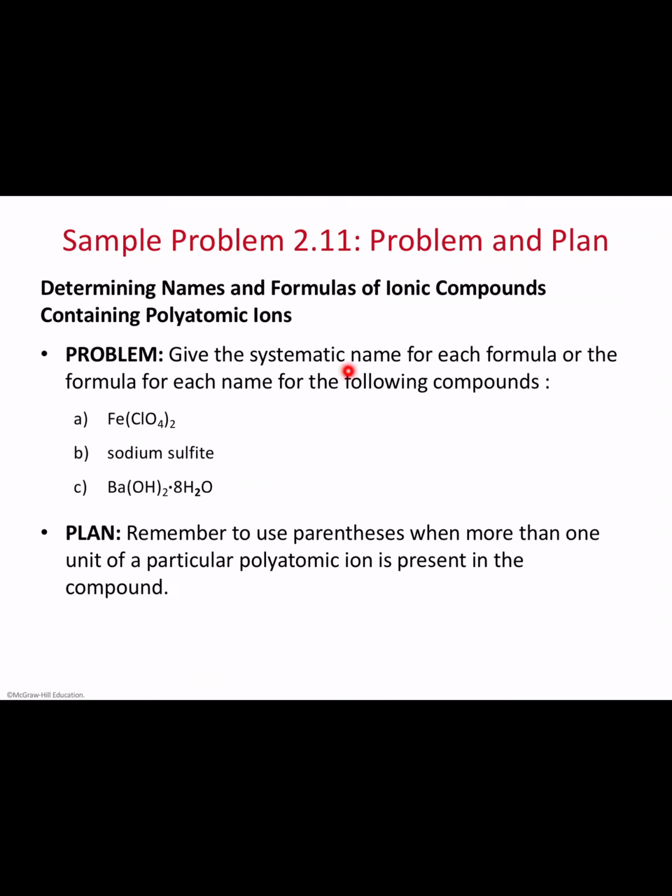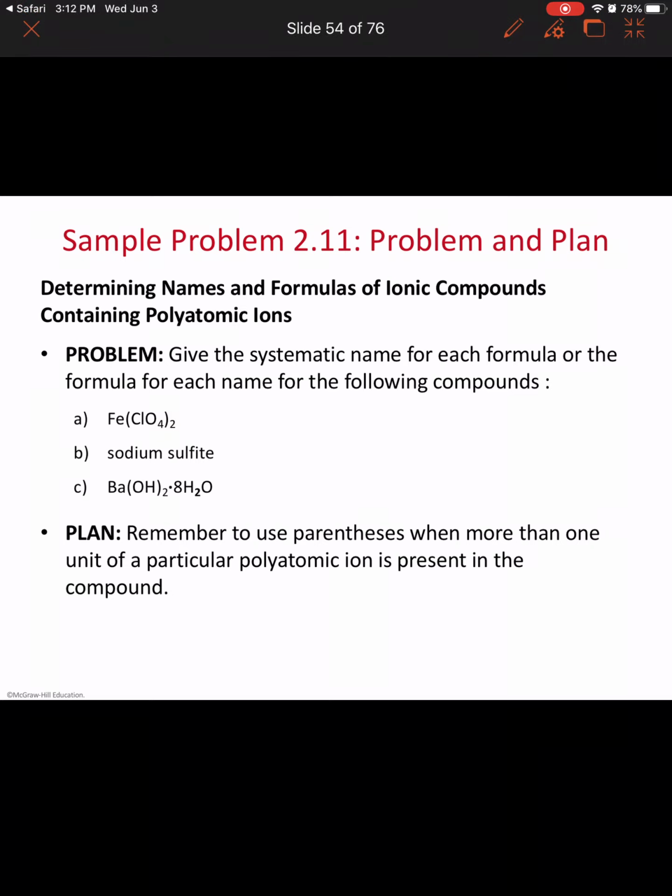Give the systematic name for each formula or the formula for each name for the following compounds. We are given the formula Fe(ClO4)2. Now we need to give the name for this one. We have the metal Fe. Remember, Fe, which is iron, is a transition element, so it's not a main group element. Because of that, it can have more than one charge. Now we need to figure out what the charge of iron is in Fe(ClO4)2 in order to write the name.